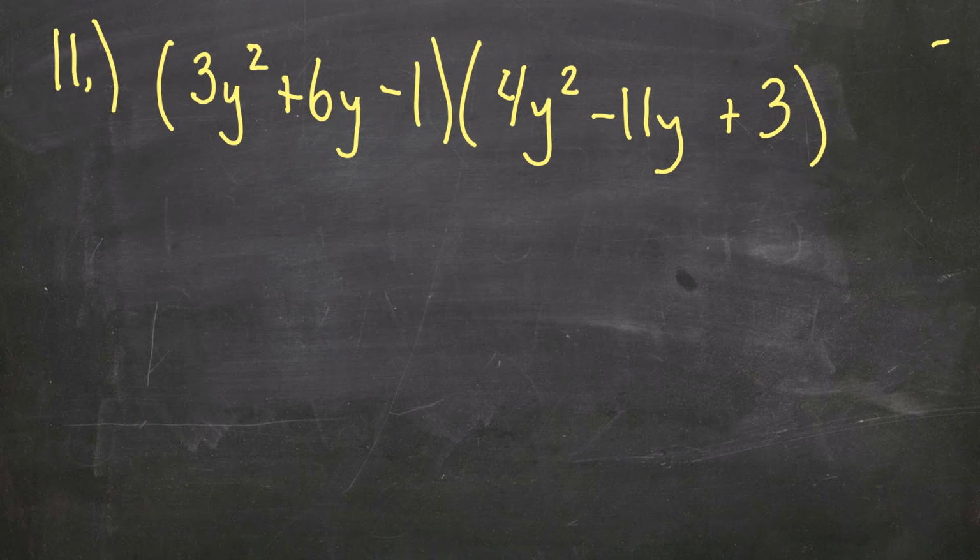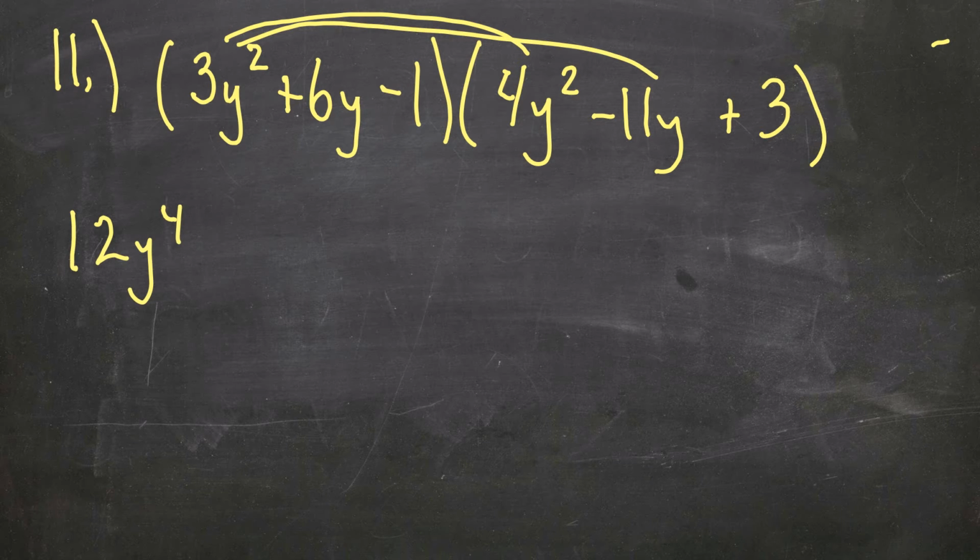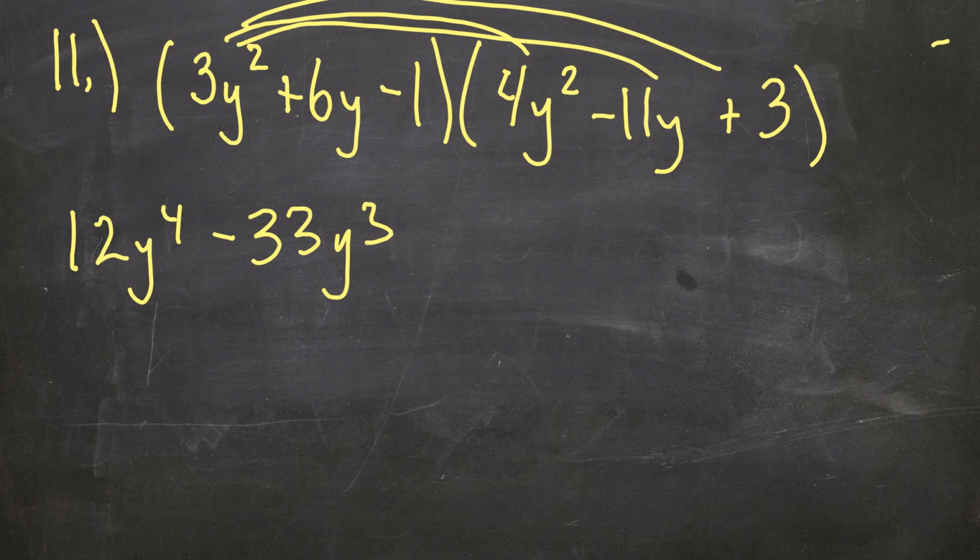Alright, 11 is just like number 10, so it's the exact same concept we just did. So 3y squared goes to 4y squared to give me 12y to the 4th. 3y squared goes to minus 11y to give me minus 33y cubed. 3y squared then goes to 3 to give me plus 9y squared.